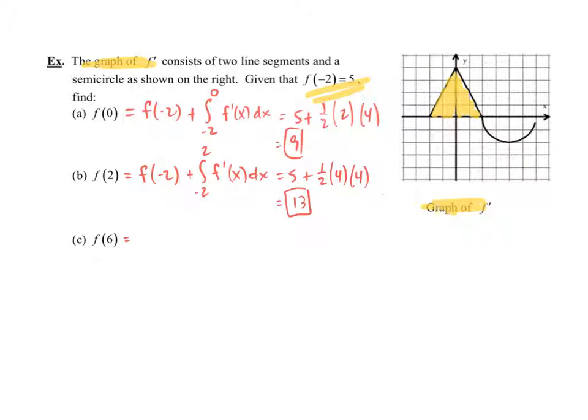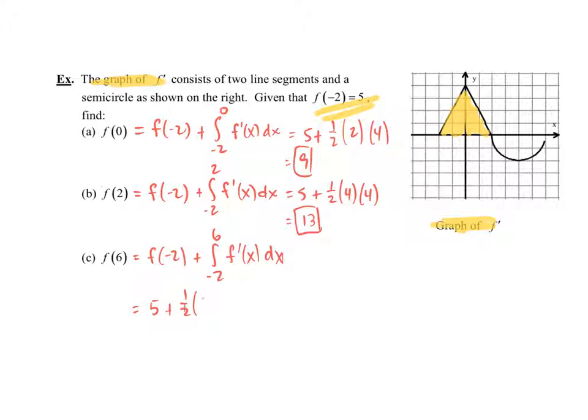For f of 6, I'm going to do the same thing. I'm going to start with my given initial value of f of negative 2, and then add the integral from negative 2 to 6. And again, I'm doing negative 2 on the bottom because it was given. 6 is on the top because it was the one that I want, of f prime of x dx. So this is going to equal 5 plus the integral from negative 2 to 2, my triangle, so that's going to be my 1/2 of 4 multiplied by the height, which is 4.